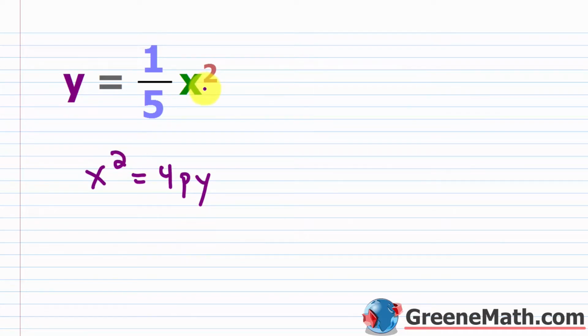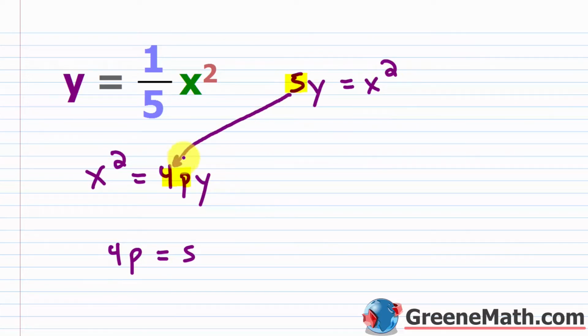All I need to do is match things up. So right now, this is y equals something. I want x squared equals something. So multiply both sides by 5. You get 5y equals x squared. And then just match stuff up. I know that this is equal to this. So what I'd say is 4p is equal to 5. Again, I have x squared, I have x squared. I have y, I have y. It's the 5 and the 4p that get matched up, and you solve for p. Divide both sides by 4, and you get that p is equal to 5/4.